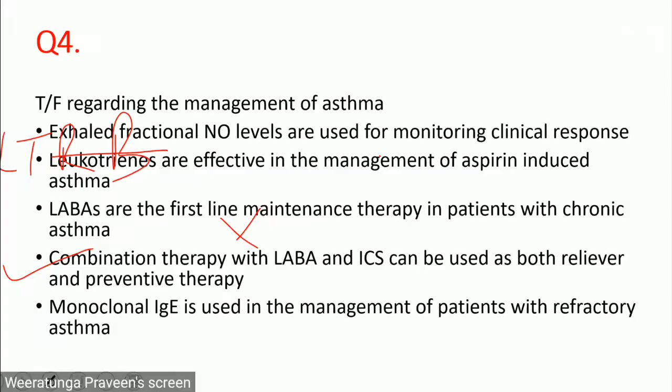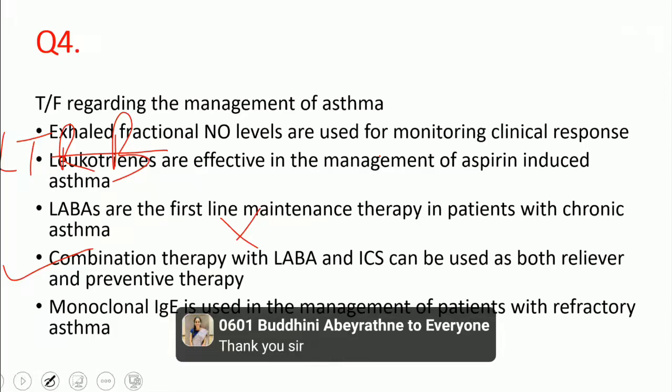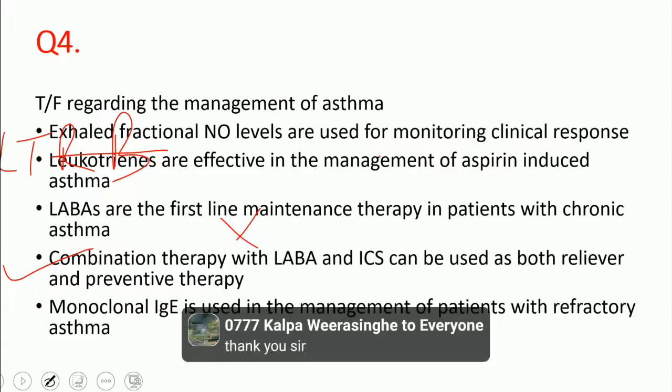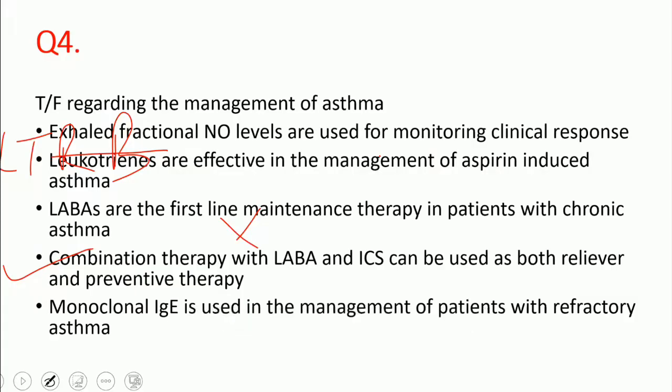Any other questions? Sir, in this fourth one, I'm not sure if I'm thinking right, it is LABA plus ICS. But the guideline is specific to formoterol. Even LABA and ICS can be used to combine LABA and ICS. It has to be specifically that drug, but you can take that as true. Right. Okay.